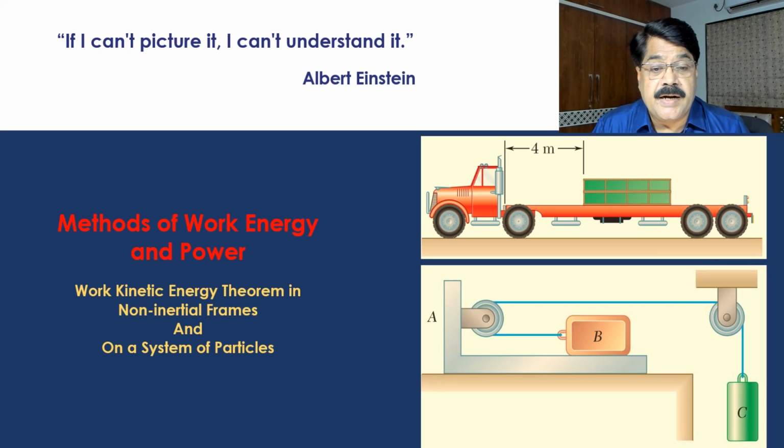And if you see the second diagram, you see this object B and these brackets A and C. They are interconnected by strings and pulleys, and that we call a system of particles. How do we apply the work-energy theorem on this system of particles? One way, as we have seen earlier, is to apply the work-energy theorem on each body separately. Can we apply the work-energy theorem on the entire system as a whole? And if we try to apply it on the entire system as a whole, what do we have to do? We have to explore all these ideas today in this lecture. So let us proceed.